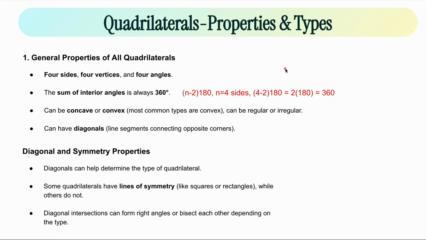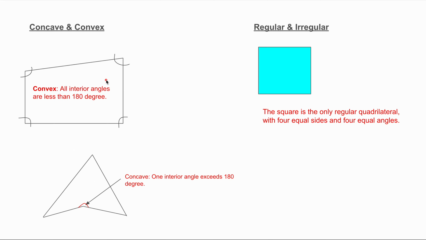Today we're looking at quadrilaterals. So let's start by looking at the general properties of all quadrilaterals. A quadrilateral has 4 sides, 4 vertices, and 4 angles.